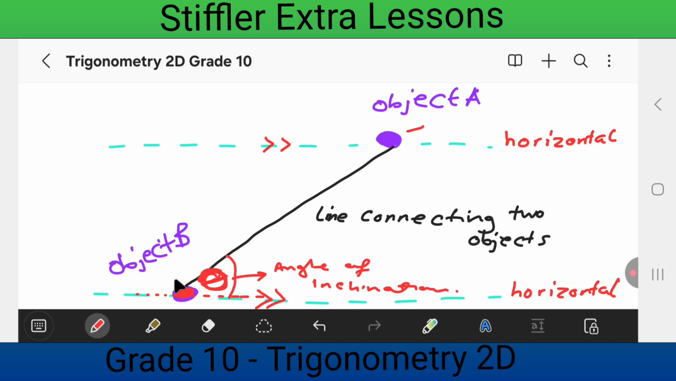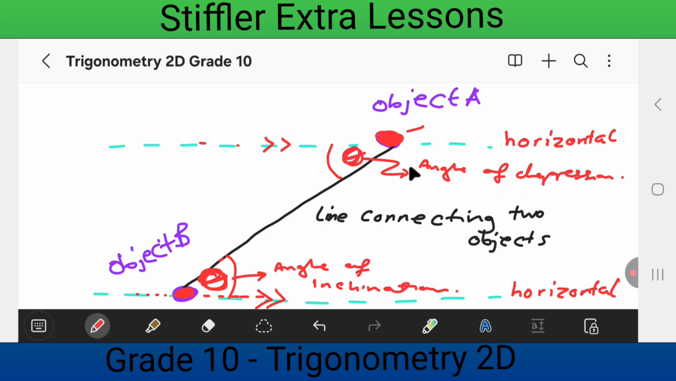Angle of inclination. And also when you are viewing from the object that is above, we can see that we are having our horizontal as well. So this is our horizontal, and this is the line connecting two objects. So this angle that lies between those, we call it the angle of depression. So this is our angle of depression.